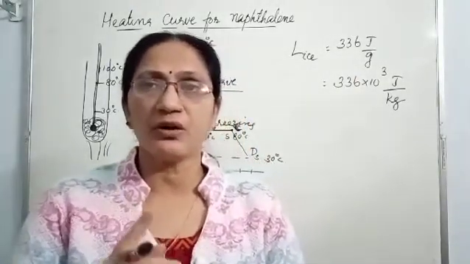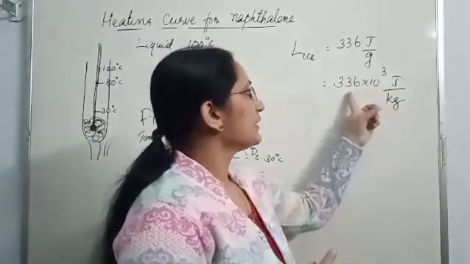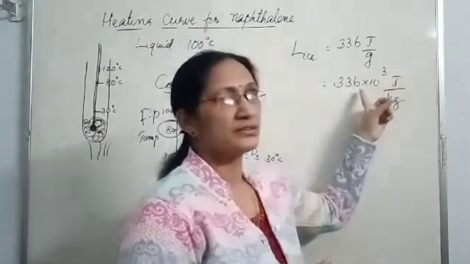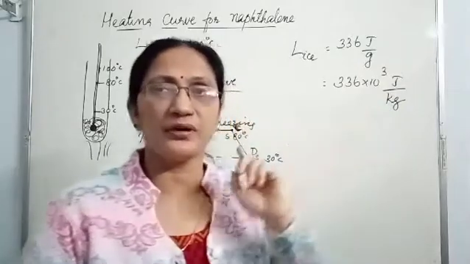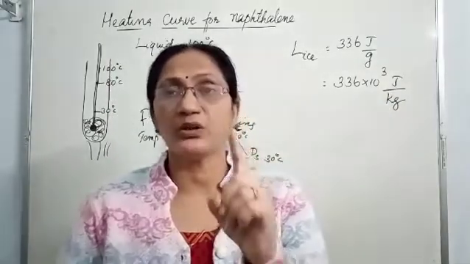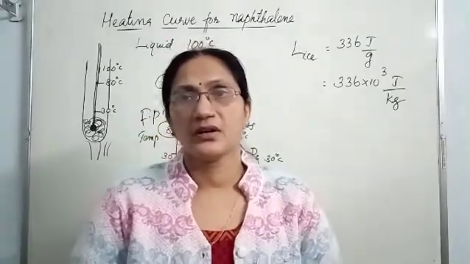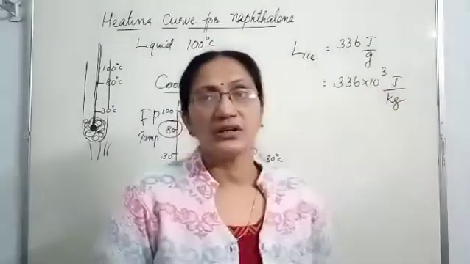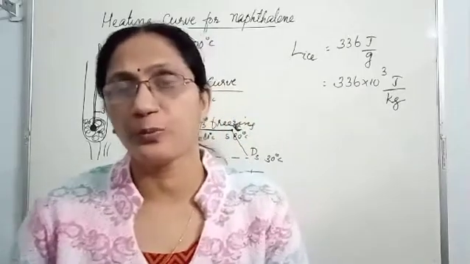For the melting of 1 kilogram of ice, a large amount of heat, that is 336 into 10 to the power 3 joules of heat, is needed. Since it is a large number, the melting of ice is a slow process.